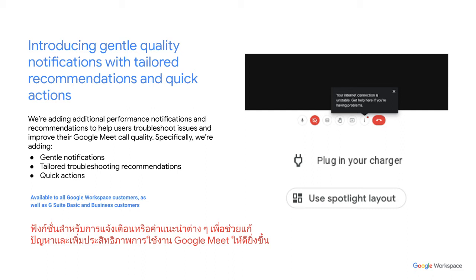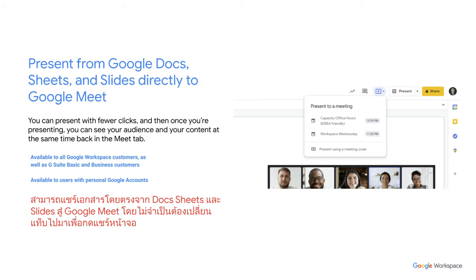And last but not least is really about the quick actions. You will also be able to see one-click changes, which can quickly reduce Meet resource consumption. Right, so these can include switching settings to use less CPU or network bandwidth, or adding closed captions to assist with understanding audio.